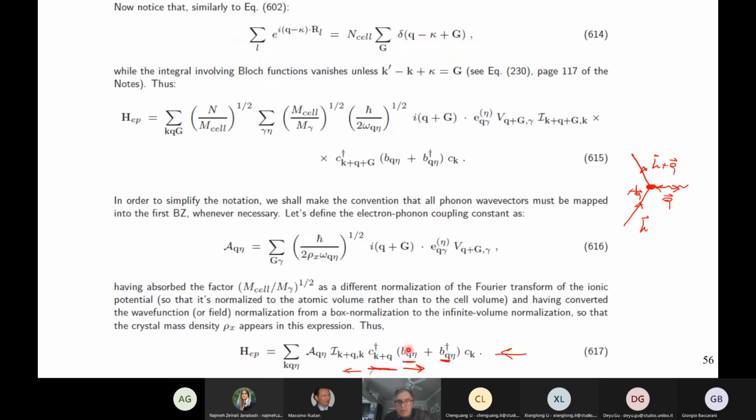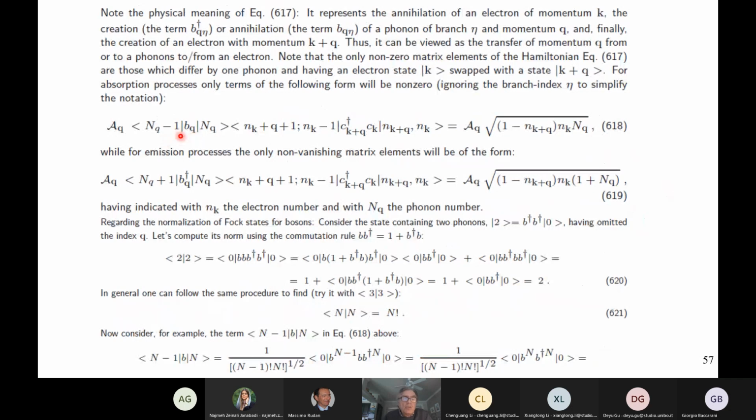The only matrix elements which are non-vanishing here are those for which either I am creating a phonon with momentum q and eta, so I must have a phonon in the final state with this momentum q and eta, or here I'm destroying a phonon, so I must have a phonon in the initial state, otherwise this would be 0. So for the only non-zero matrix element for this term, ignoring for now the other diagram, I'm considering this one in particular, I must have an initial state in which I have n q phonons with momentum q. I didn't write the branch index eta, but I have 1 fewer in the final state.